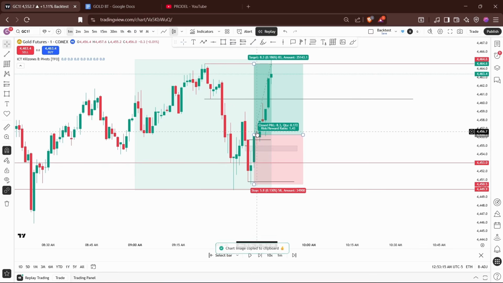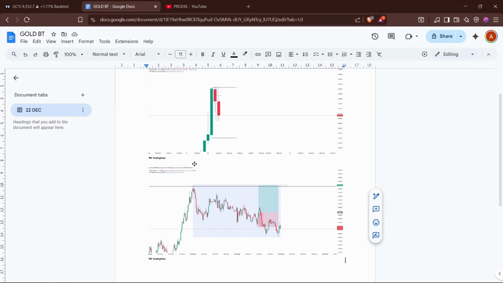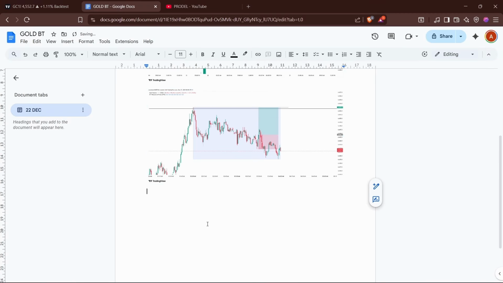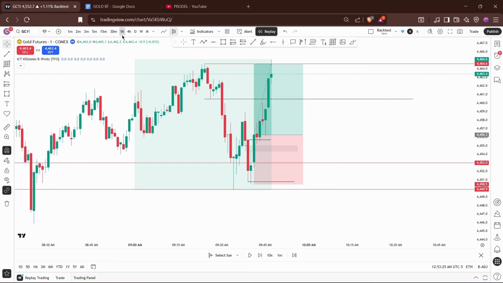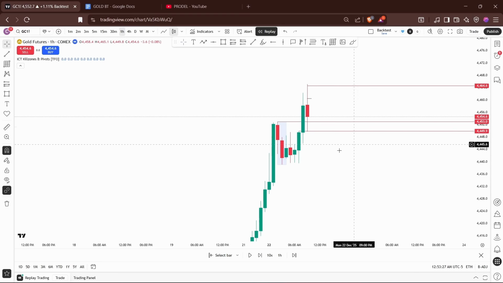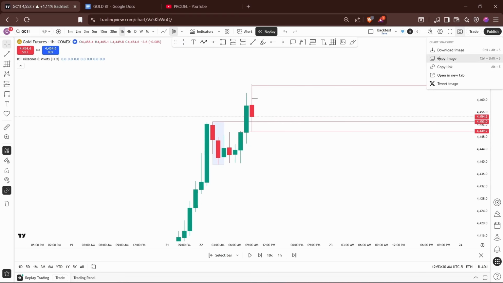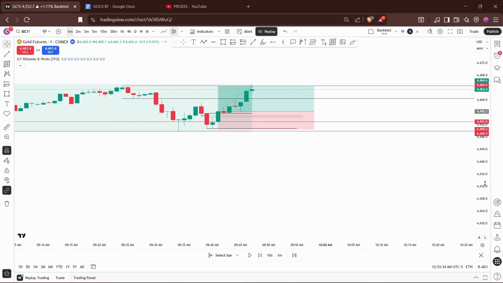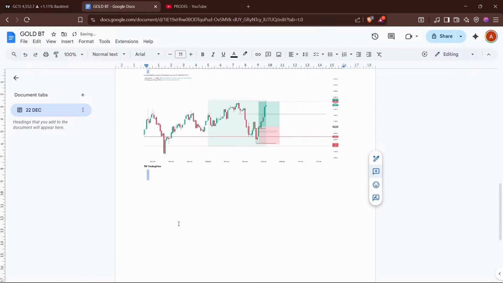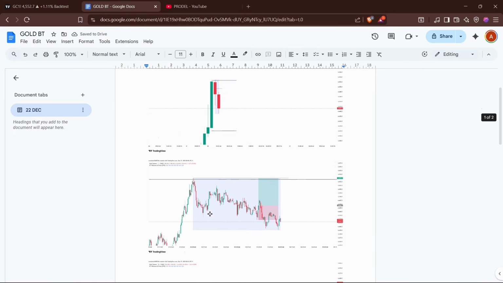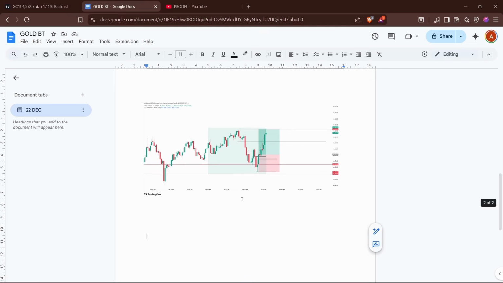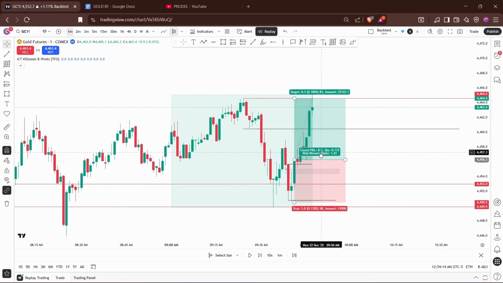Let's journal it. 22 December. This is also the 22 December trade. Let's first test the 1 hour candle image here. After that, we will test the 1 minute candle image. In this 22 December, we got one loss. This is the one loss, and this is the one win, which is about 1.43.